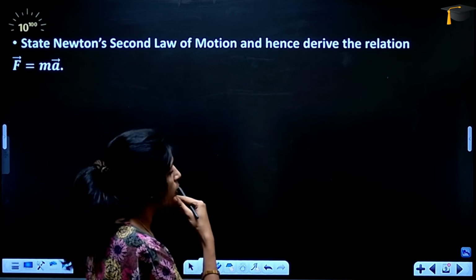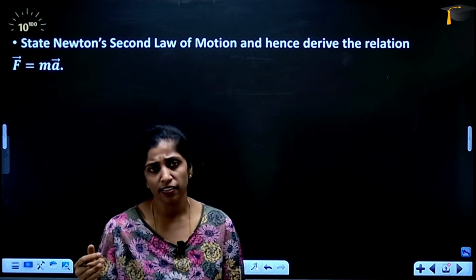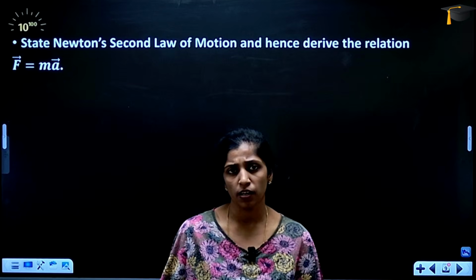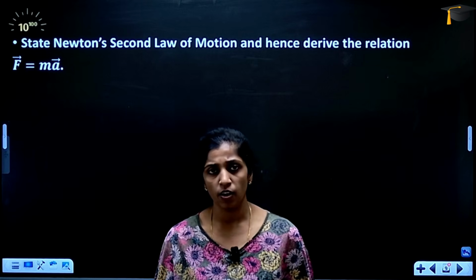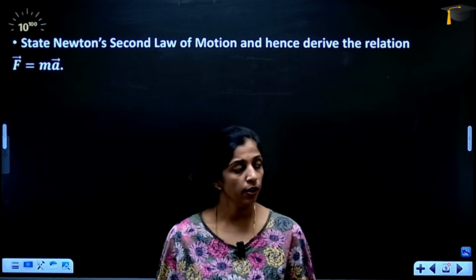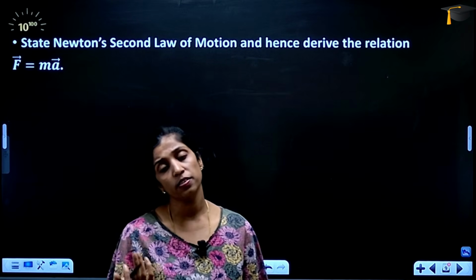That's Newton's third law. Okay, so practice all of Newton's first, second, and third laws. It can be asked for 2 markers, 3 markers, or 5 markers. I mean, they might ask you for a derivation along with the statement. So first, Newton's second law. What does Newton's second law state?